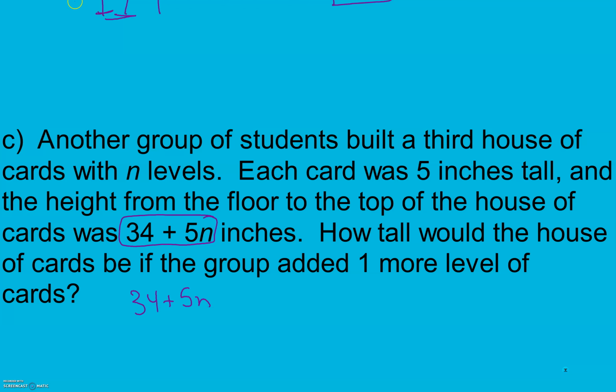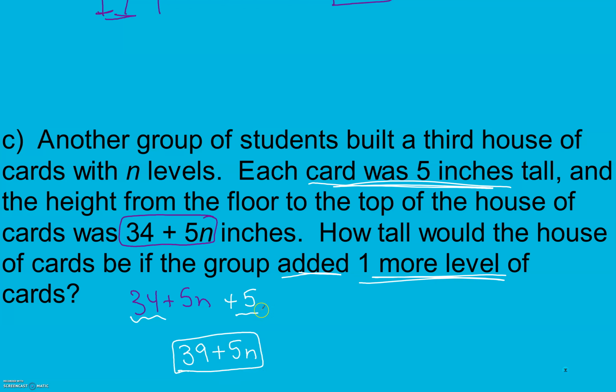And it says we want to add one more level. So we're going to add on, and each level, each card, is 5 inches tall. So we're going to add 5 there. So we can leave it like this if we want, or we can take 34 and add the 5 and get 39 inches plus 5n. And we'll talk about that a little bit more next section. But for now, 34 plus 5n plus 5 would have worked as well. And there again, all we were doing was adding one more level of cards. So we take how tall the card is, and we add it to the height we already have.